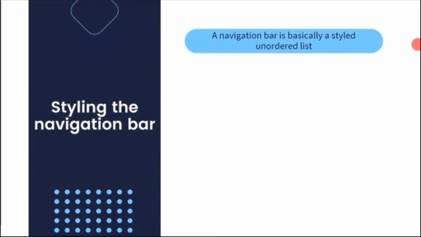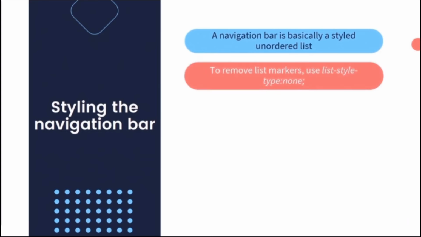Now, here are additional things we must consider when styling our navigation bar. First of all, a navigation bar is basically a styled unordered list accompanied by list items. If you remember correctly, we house our list items inside of an unordered list or even an ordered list, if that is the case. So to remove the list markers, those disks that we were referring to earlier, we can simply call the list style type property again, and then set that equal to none, and that will essentially just remove any predefined or default disk types that are associated with an unordered list.